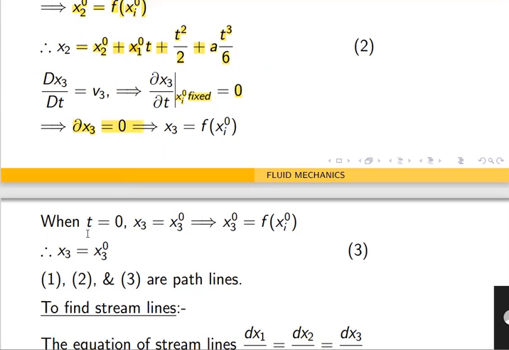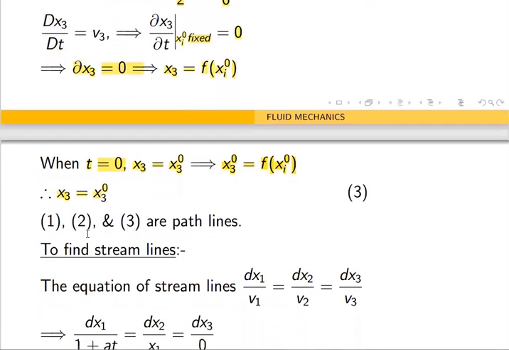x3 equal to f of xi naught, a constant. So we have to find this constant. When t is 0, x3 is equal to x3 naught. Using this, that constant f of xi naught is x3 naught. Therefore, x3 is equal to x3 naught. Equations 1, 2, 3 are the path lines.